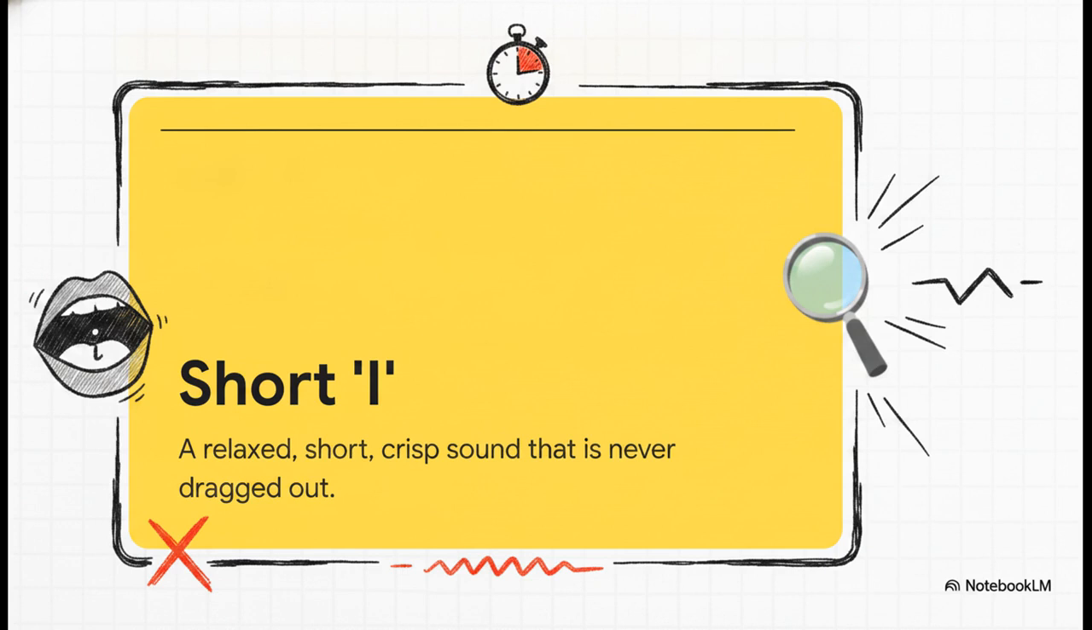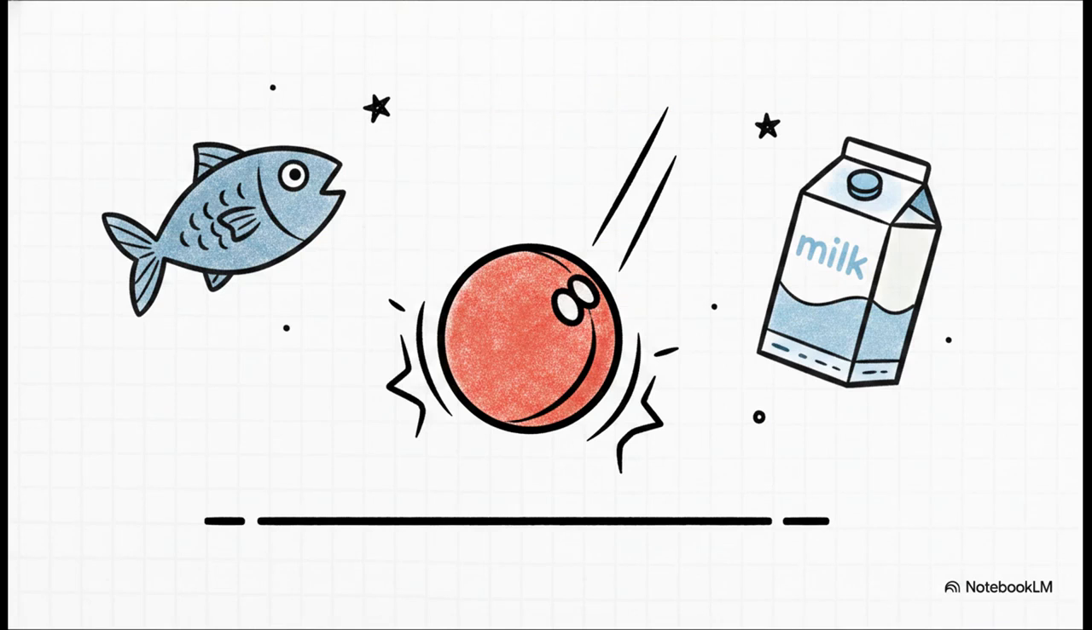You literally just hit the sound and bounce immediately to the next consonant. Let's actually hear this in action. Pay close attention to the pacing of these example words. Notice how incredibly short and crisp they are. Sit. Big. Fish. Milk. Six.